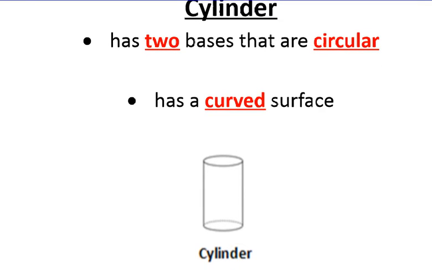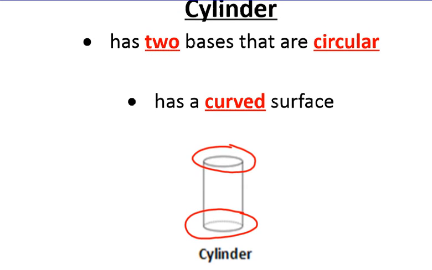Alright, now a cylinder we're just going to talk about today and tomorrow, but we're not going to do any calculations with cylinders. However, it is important to know what they are. A cylinder has two bases that are circular. This is one base right here, and this is the other base right here. And it has a curved surface. And so the cylinder actually does not have any vertexes.